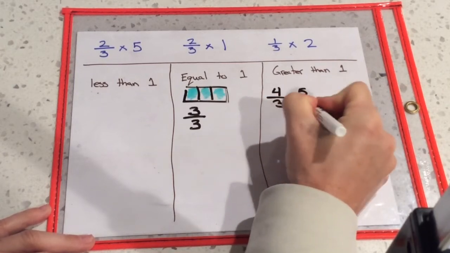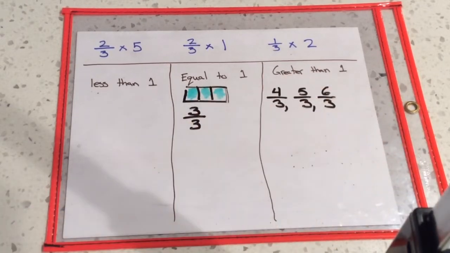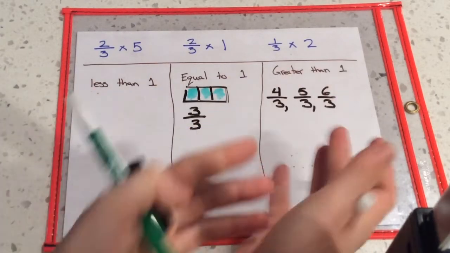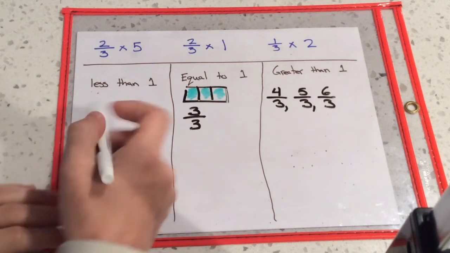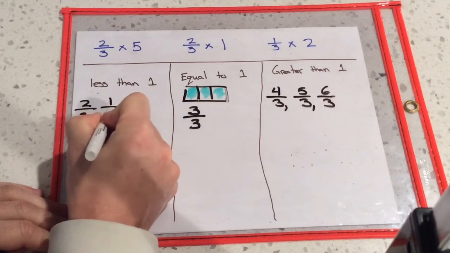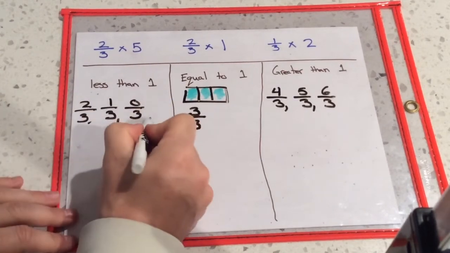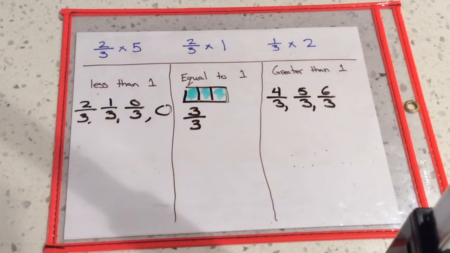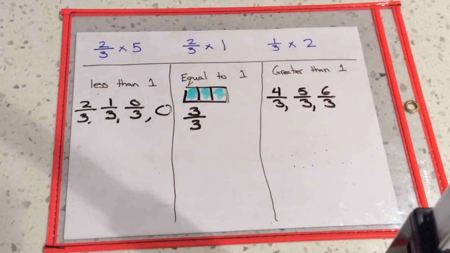that means 4/3, 5/3, 6/3, must go in that category. Just like anything greater than 3/3 must be greater than 1 whole, anything less than 3/3 must be less than 1 whole. So here I might think about putting 2/3, 1/3, or even 0/3. Or we could just put 0. So now I'm going to place these equations here.